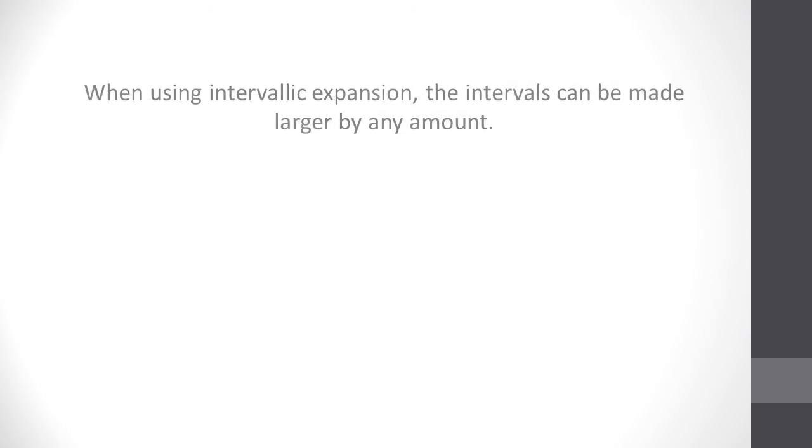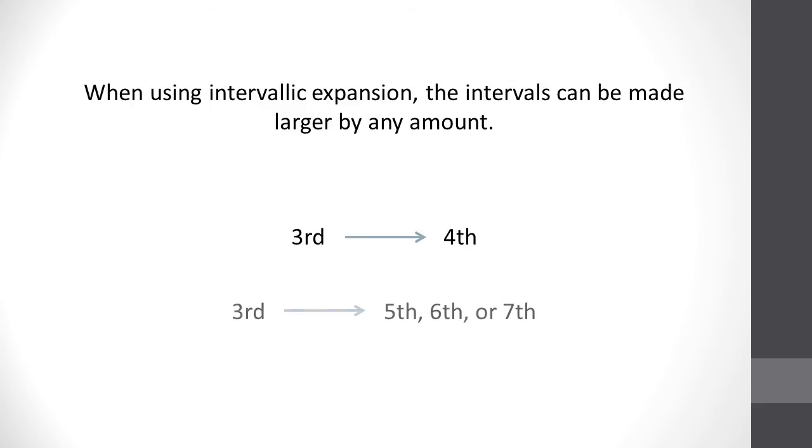In all of the examples we have looked at thus far, we expanded the intervals by making them one number larger. It is important to note that when using intervallic expansion, the intervals can be made larger by any amount, and do not necessarily need to be made larger by a single number. A third, for example, doesn't need to become a fourth. A third could also become a fifth, sixth, seventh, etc.